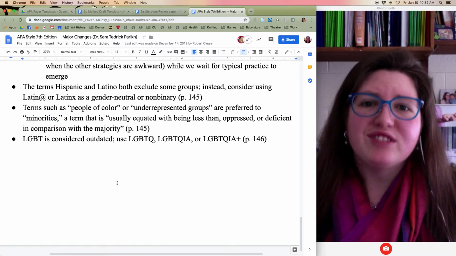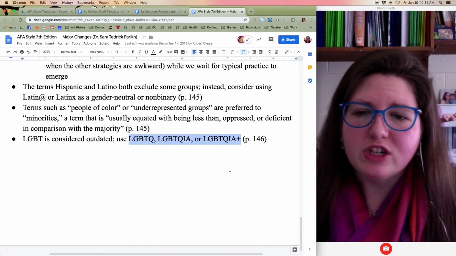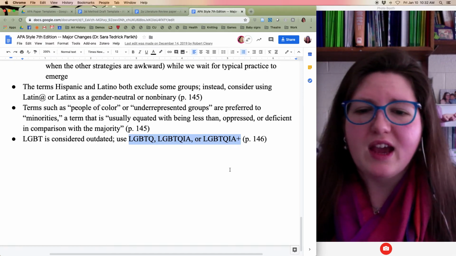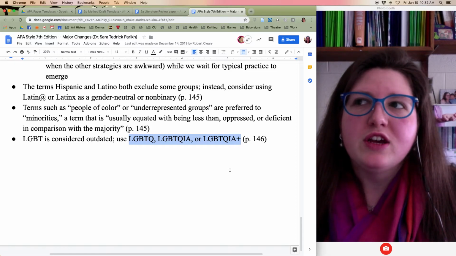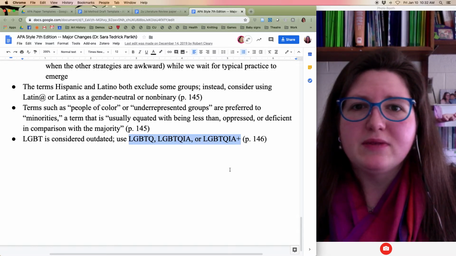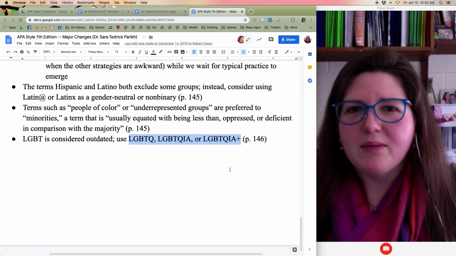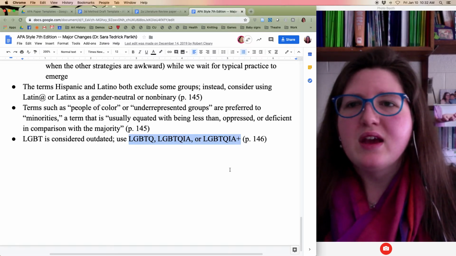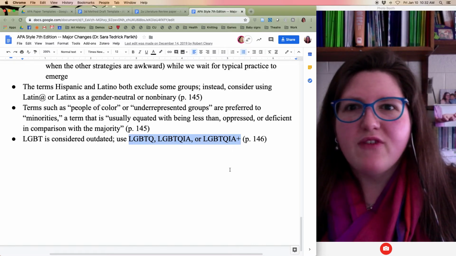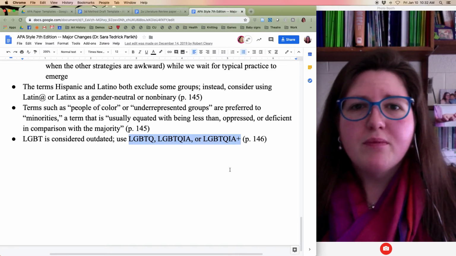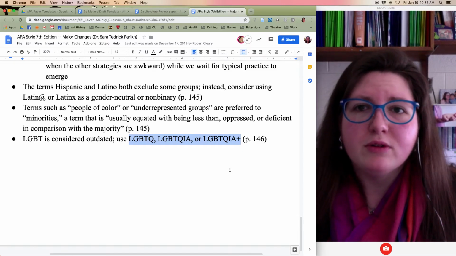LGBT is considered outdated now. So they suggest a different variety of terms: LGBTQ, LGBTQIA, or LGBTQIA+. I also, when students are writing, I recommend being specific. So if you are specifically writing about trans individuals, it wouldn't be appropriate to use this label because that's not what that is. In many ways, we group several people together because they all face similar sorts of issues. But if you're only talking about one part of that group, just be specific.